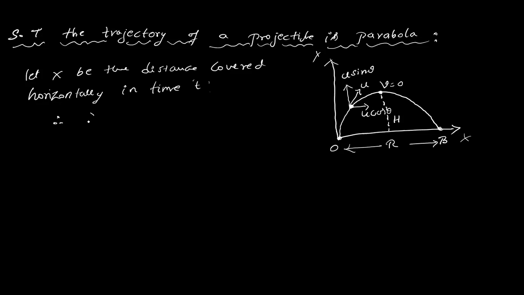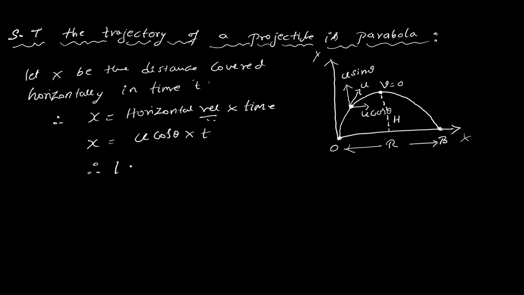Therefore, x becomes, that is a distance, no? So it is horizontal velocity into time taken. So that becomes horizontal velocity u cos theta into time taken t. Therefore, t becomes x divided by u cos theta. Okay? Let's call this equation 1. So this is related to the horizontal component.